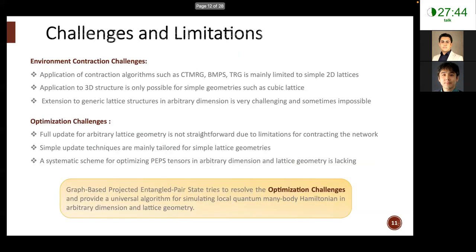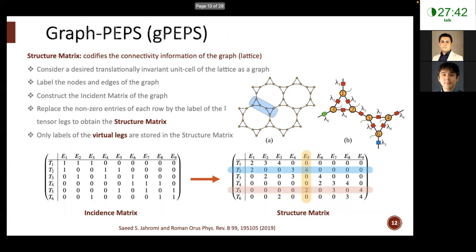Okay, so the main challenge that actually limits the application of tensor networks to arbitrary lattice structures and lattice dimensions is basically handling the connectivity information in the tensor network. So the GPEPS algorithm uses a clever way to encode the connection information of a tensor network in a matrix, which is called the structure matrix.